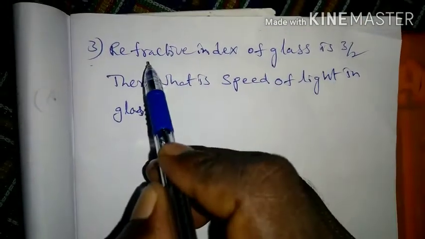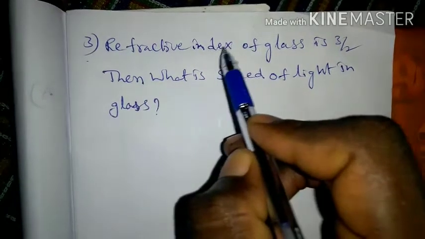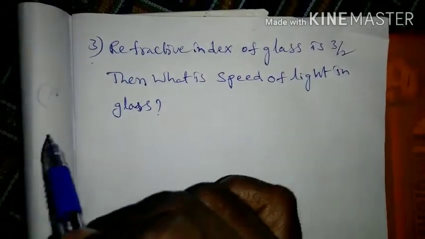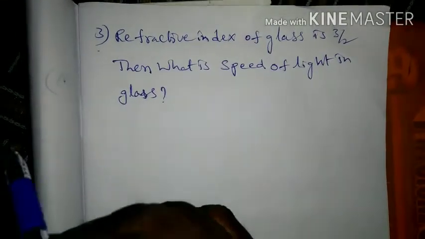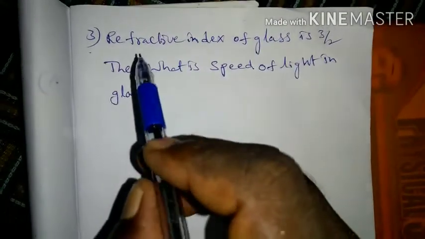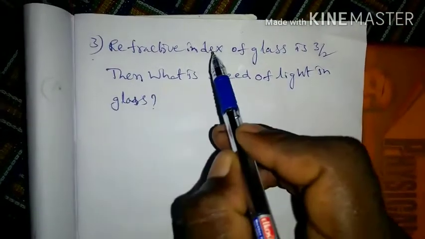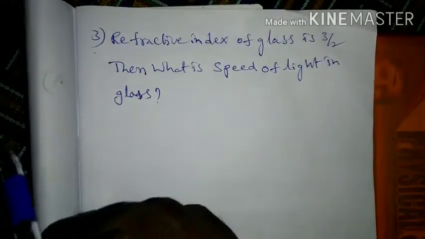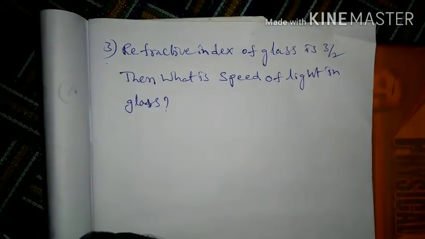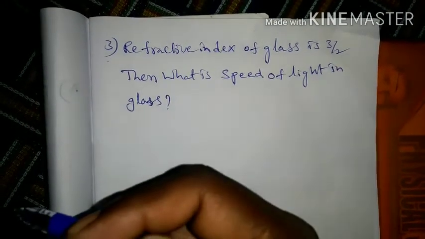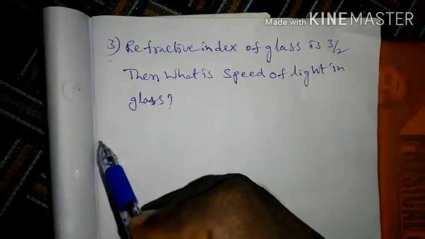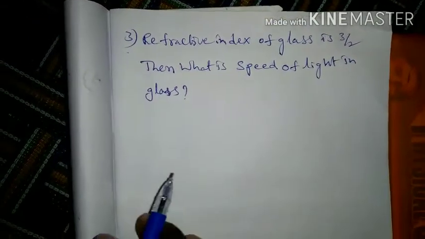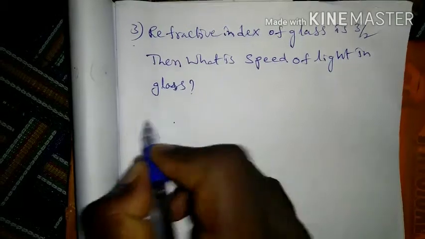Third problem. Question: the refractive index of glass is 3 by 2. Then what is the speed of light in glass? This is the question. Okay, solve the problem. First, refractive index of glass. What is the refractive index? The ratio of the speed of light in vacuum to the speed of light in medium is called refractive index. Write the refractive index.